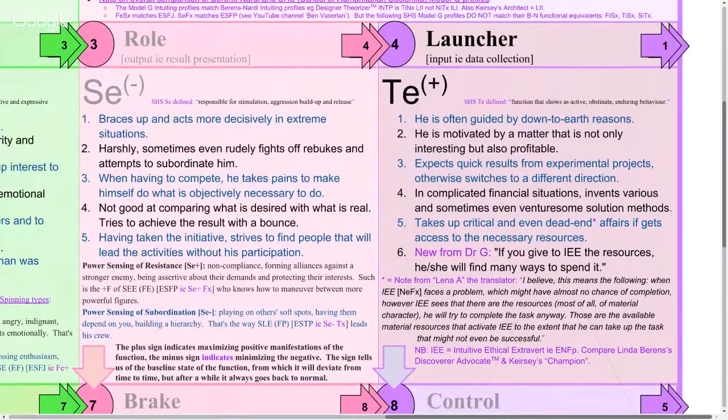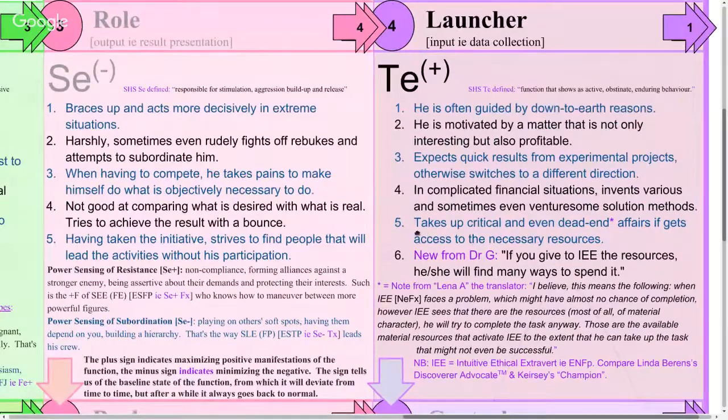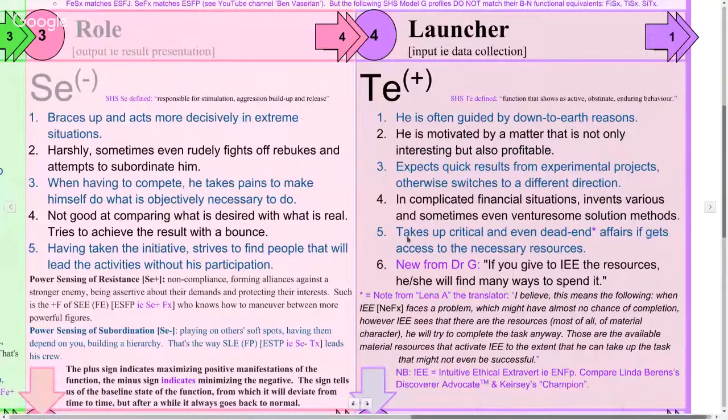I'll read through this. Role SE. Control SE. Output, i.e. result presentation. SE minus. Again, it's in grey, shadow function. Extroverted sensing defined, responsible for stimulation, aggression build-up and release.